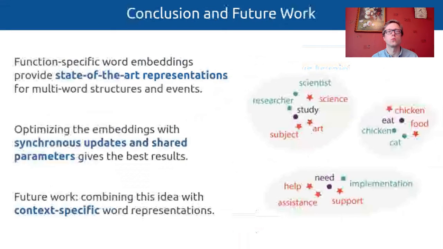To conclude, we propose function-specific word embeddings that provide state-of-the-art representations for multi-word structures and events. We found that optimizing the embeddings with synchronous updates and shared parameters gave the best overall performance. And in the future, it would be very interesting to extend this embedding method by combining it with context-specific word representations, such as BERT or ELMo, in order to get the benefits of both approaches.